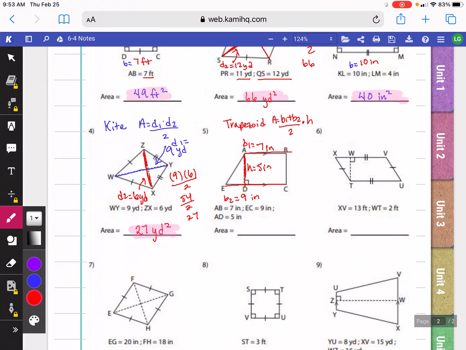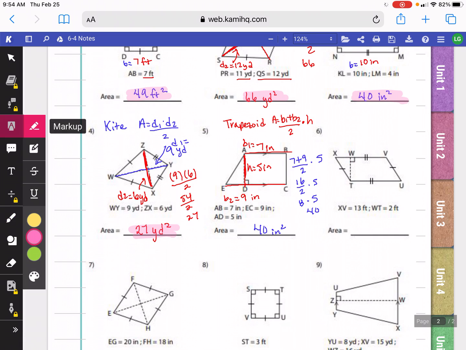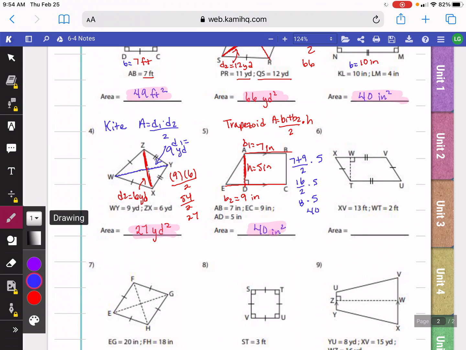So now that I know my values, I can start plugging into my formula. So my base 1 is 7. Base 2 is 9. My height is 5. 7 plus 9 is 16. 16 divided by 2 is 8. And 8 times 5 is 40. So my area is going to be 40 inches squared. So all of this is just identifying your shape, choosing the correct formula, plugging in, simplifying.